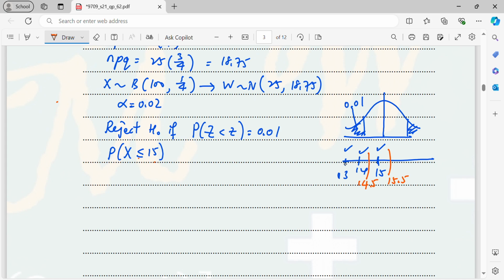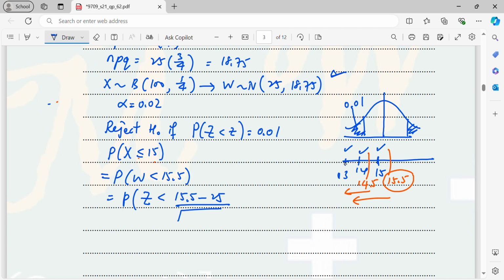But it is mentioned less, and less means towards the left side. So when towards the left side, the interval we need to choose must be 15.5, because we need to include the 15 tick. So this is basically the same as P(W less than 15.5). Solving, this is P(Z less than (15.5 minus 25) over the square root of 18.75), and you will be getting P(Z less than negative 2.194).